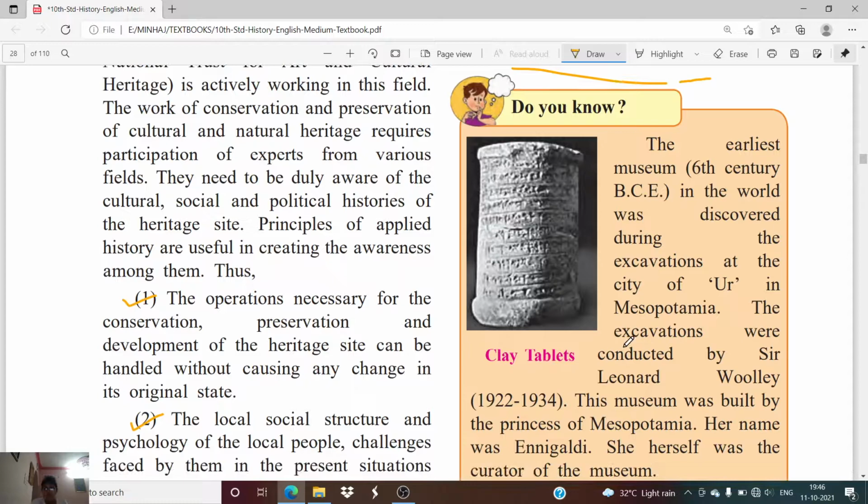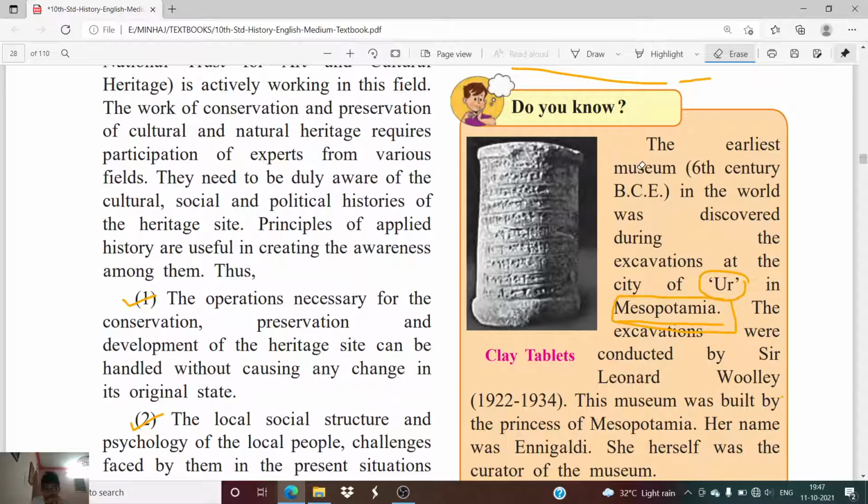Now, do you know the earliest museum in the world, from the 6th century BCE, was discovered during the excavations at the city of Ur in Mesopotamia, one of the most important historical places. In this place we have found the earliest museum. Who conducted the excavation? The excavations were conducted by Sir Leonard Woolley.